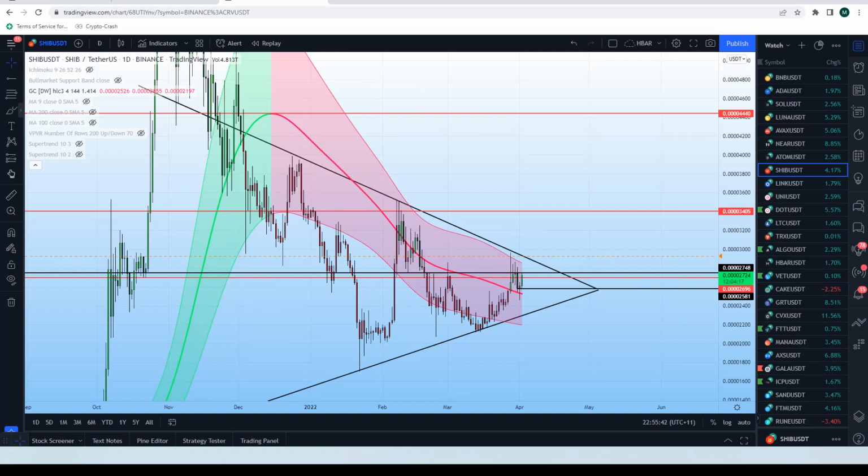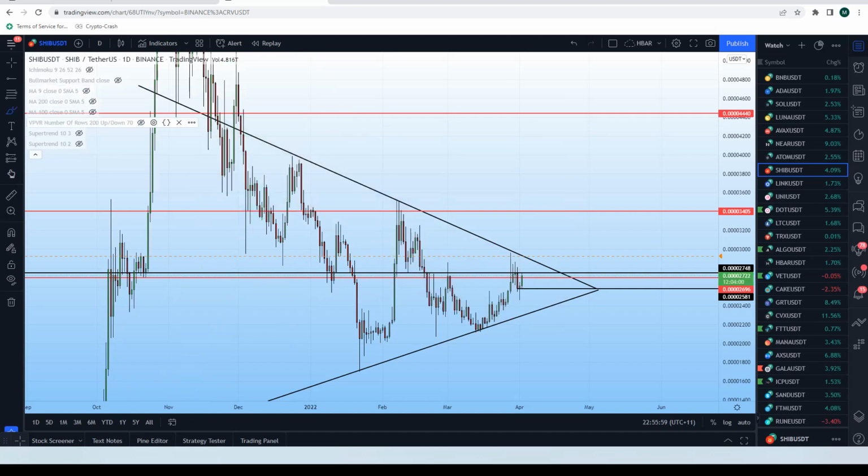And taking a look at the Gaussian channel, we do see we retested that midline. Really, really nice to see. Of course, we could get some kind of push upwards over here. We have that top line of Gaussian channel pushing down. With that, we'll be tracing the top line of the bull market support band, so acting as a bit of resistance as well.